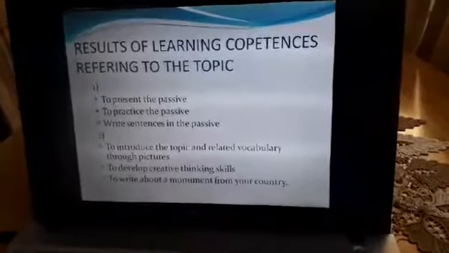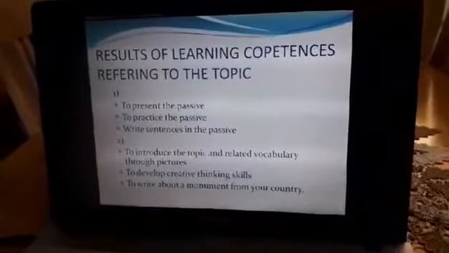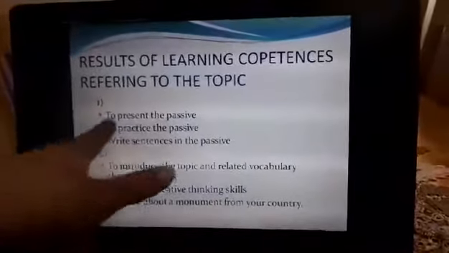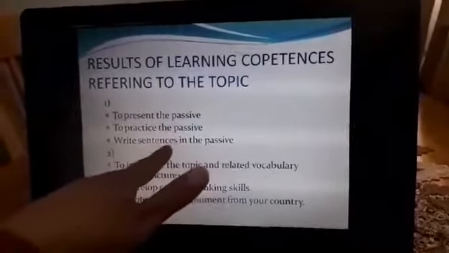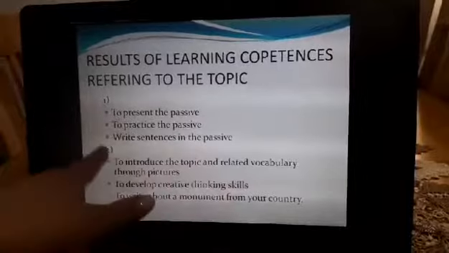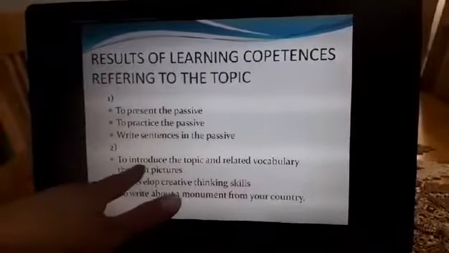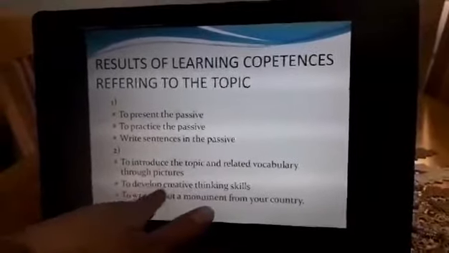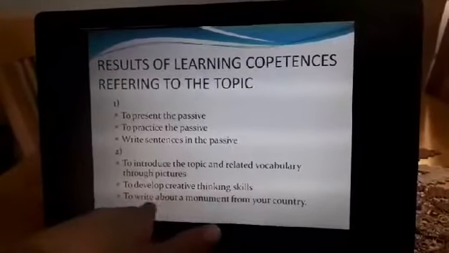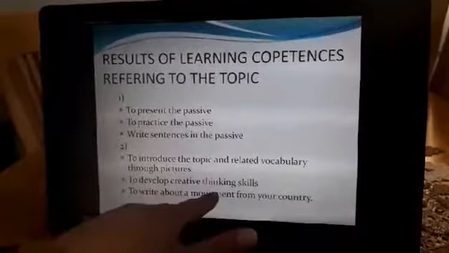Result of learning competencies referring to the topic. For the first topic, we have to present the passive, to practice the passive, and to write sentences in the passive. And for the second topic, we can introduce the topic related vocabulary through pictures, to develop creative thinking skills, and to write about a monument from your country.